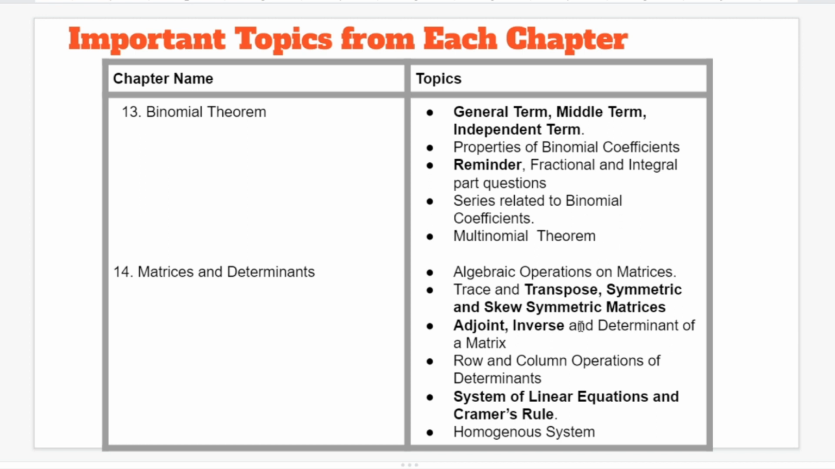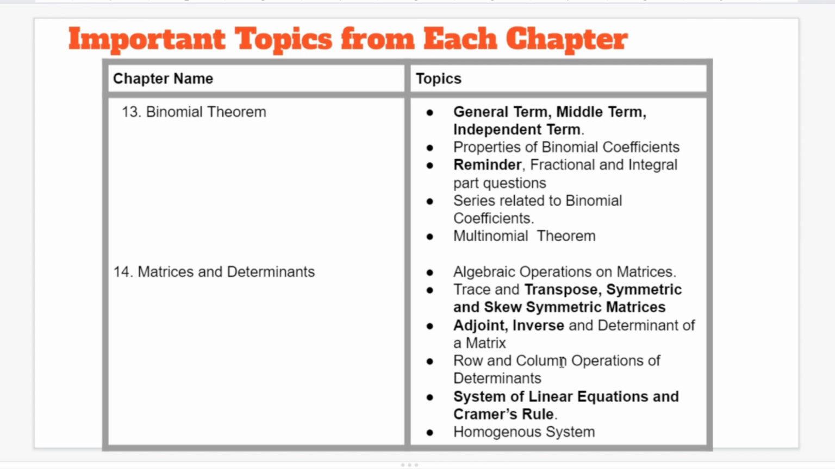Coming to matrices and determinants, very important, almost three questions usually asked out of 30. So try to go in deep with it. Also I'm showing the important topics for these, like transpose, symmetric and skew-symmetric matrices, adjoint, inverse, determinant of a matrix. Then the most important topic, I should say, in matrices and determinants will be the system of linear equations using Cramer's rule, and also homogeneous systems. These form 50% of your importance, I should say. Almost one question will definitely be coming from the system of linear equations.